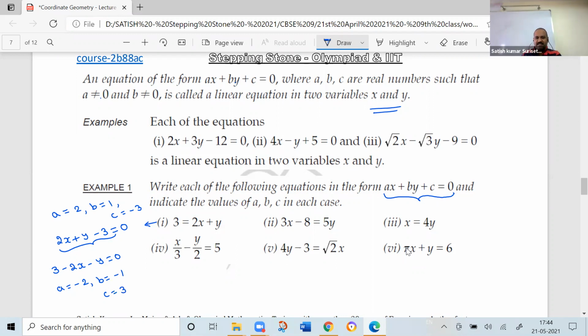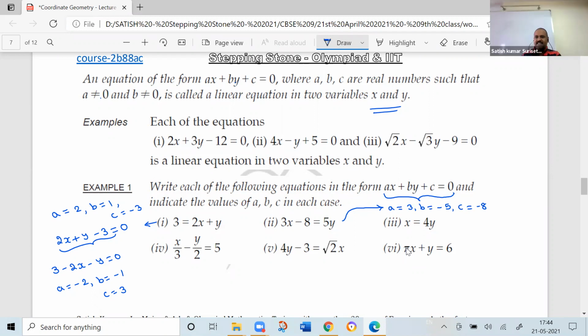Now, for the second one. Suppose if I take 5y to the left side, then tell me the values of a, b, c. What is a equal to? 3. b equal to? Minus 5. And c equal to? Correct, minus 8. Now, I will ask you specifically now.